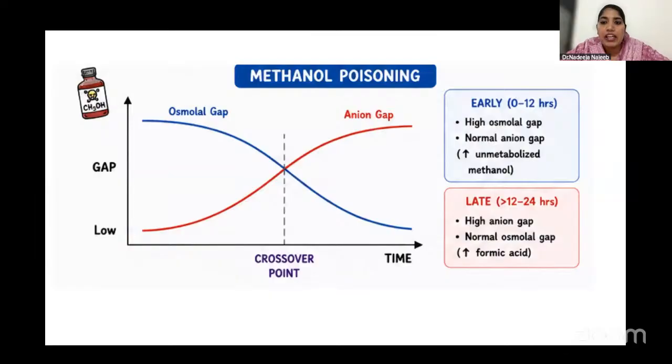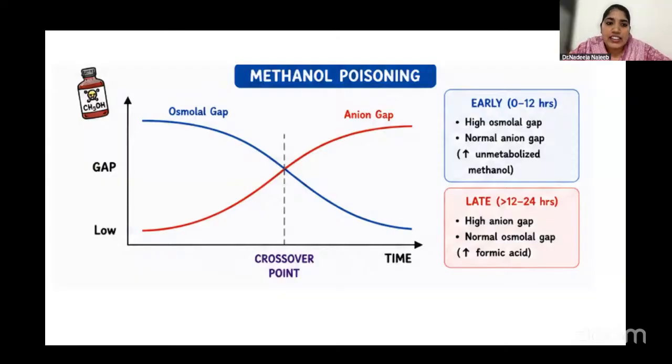hours of ingestion, when methanol has not yet started to get converted into formic acid, the osmolar gap is high because the methanol level is high, which is an osmotically active compound. The osmolar gap comes down as the conversion happens. And as the conversion happens, if you focus on the graph here, formate anion increases, thereby increasing the anion gap. So in the initial phases, osmolar gap is higher, and when the conversion happens, osmolar gap comes down and the formate increases the anion gap.